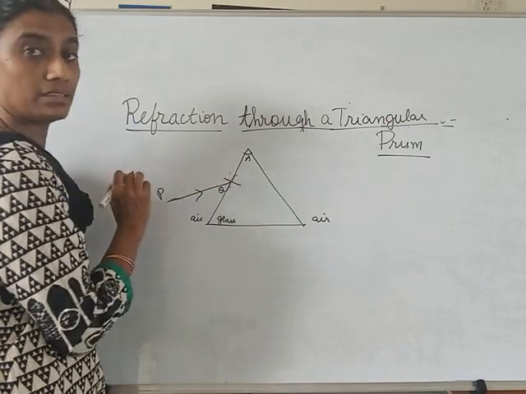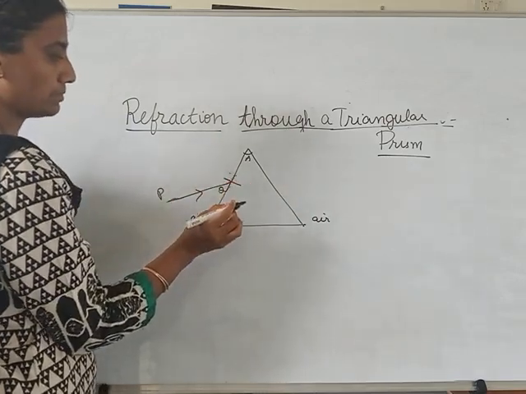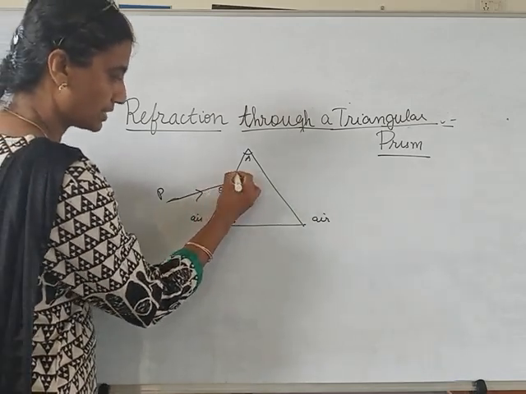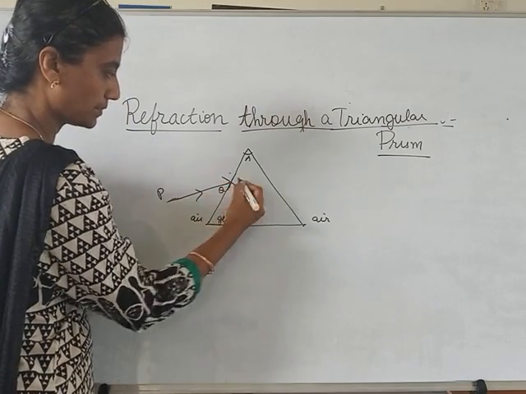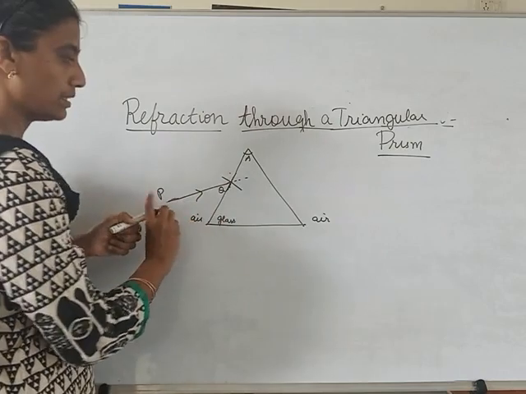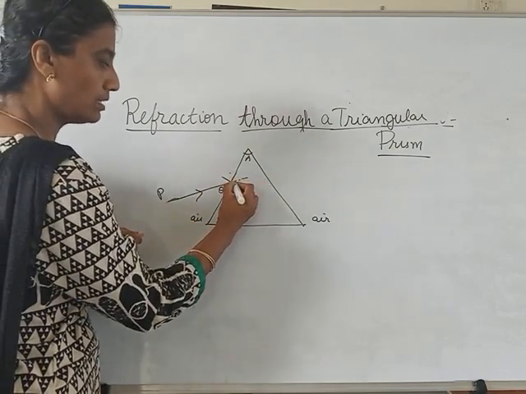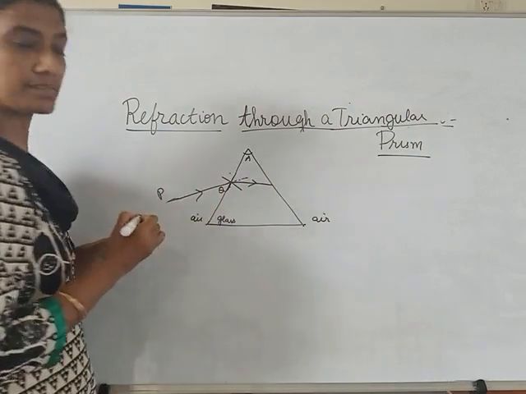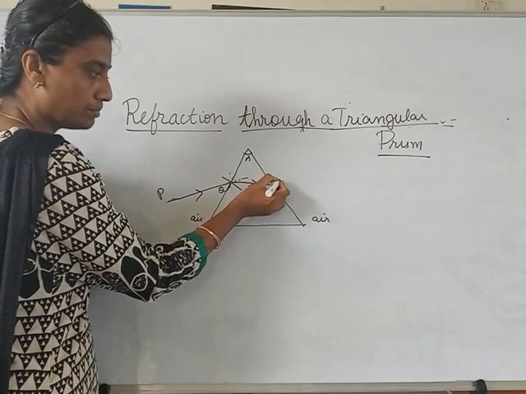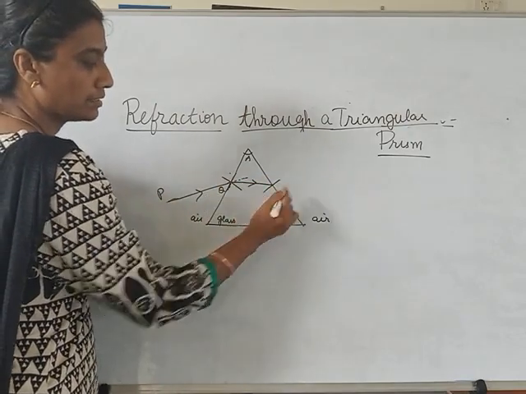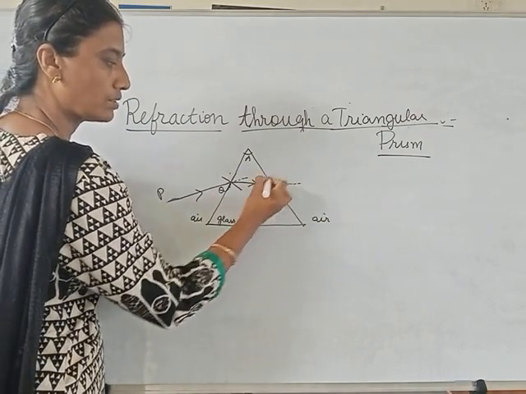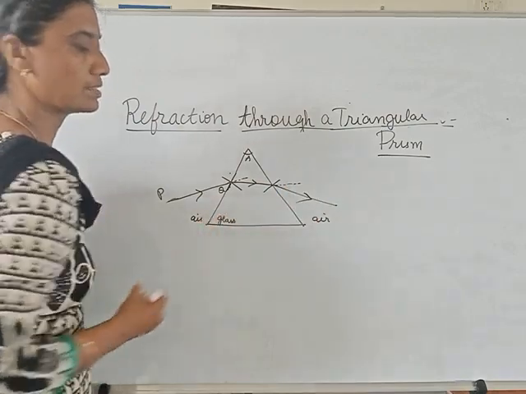This is the normal. Okay, now the ray should have gone like this, but when it travels from rarer to denser, it will bend towards the normal, and therefore the ray will go like this. The ray will go like this. And again, at this point, you draw another normal, and the ray should have gone like this. Now it is denser to rarer, so the ray should have gone like this, but it will go like this.